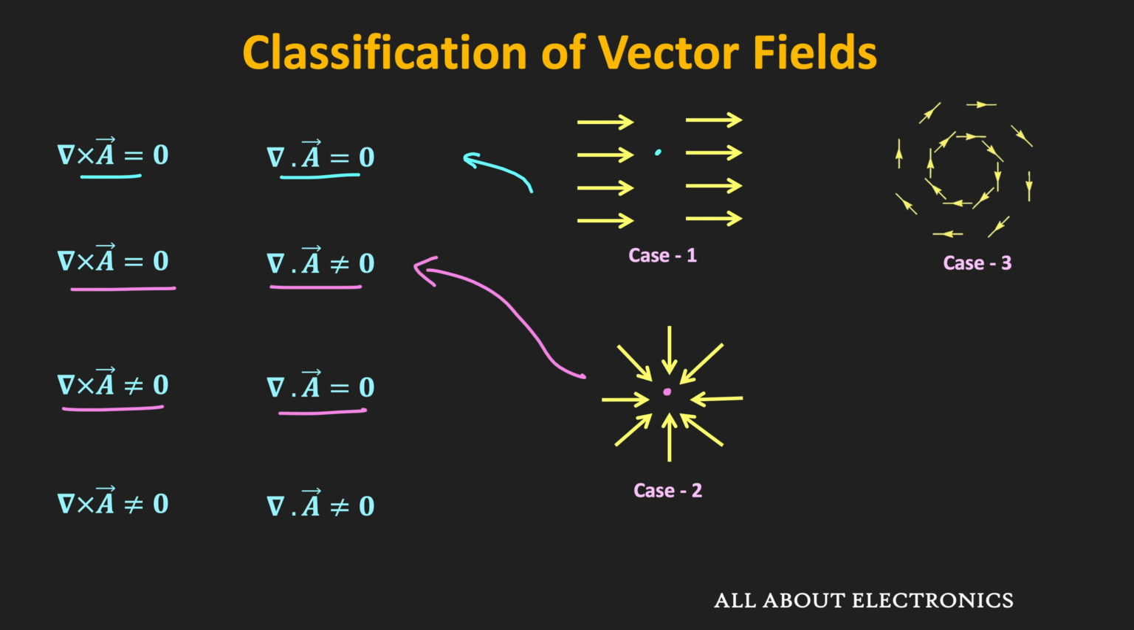And likewise, if you see this fourth field, for this field both divergence and the curl are non-zero, because this vector field is both circulating as well as diverging. Therefore, for this given field, the divergence and the curl both are non-zero. So in this way, for any given vector field, whether its divergence or the curl is 0 or not, from that we get to know about the specific characteristic of the vector field.